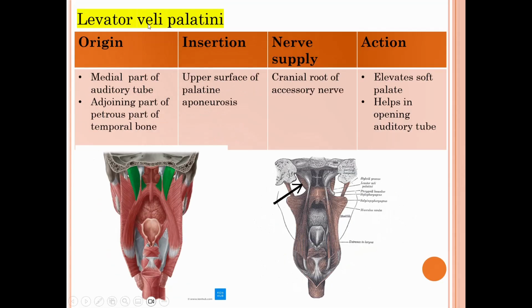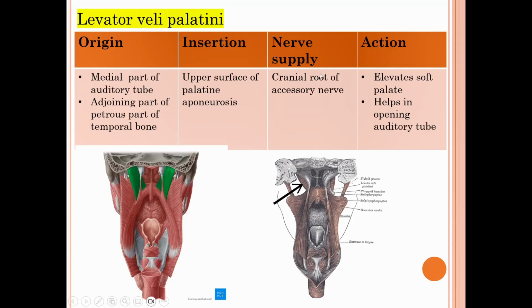Second one is levator veli palatini. You can see the direction of fibers. It is also coming from the auditory tube, plus it is coming from the petrous part of the temporal bone, and it is inserting into the upper surface of the palatine aponeurosis.